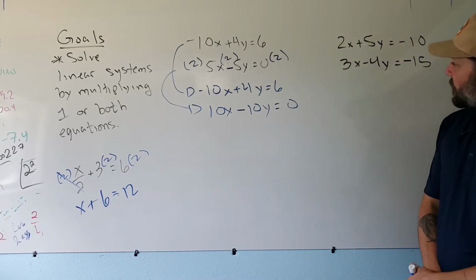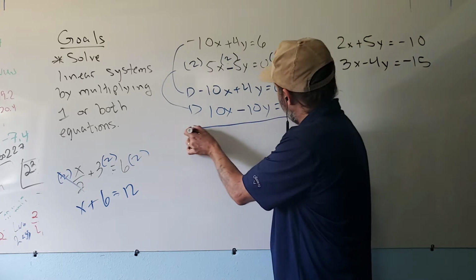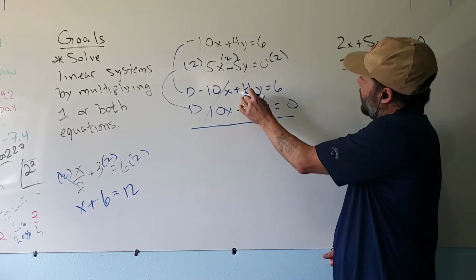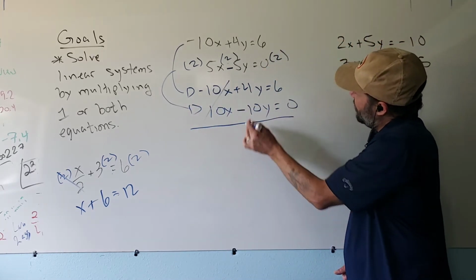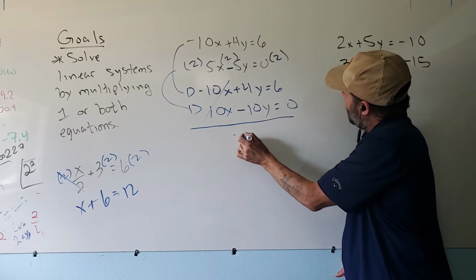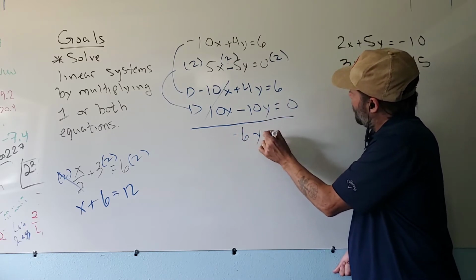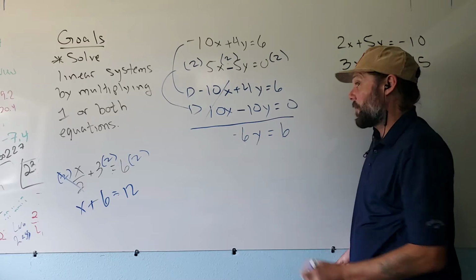All right, so let's now do what Gauss taught us we can do. We can add the equations together. You have 4, you owe 6, or you have 4, you owe 10. That means that you owe 6. So minus 6y is equal to 6.